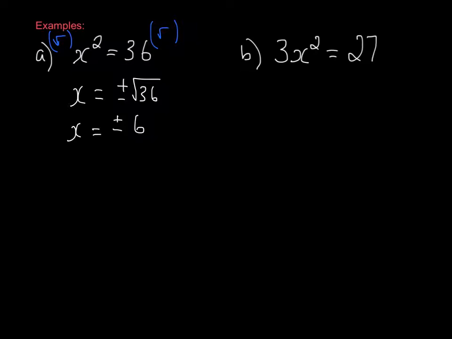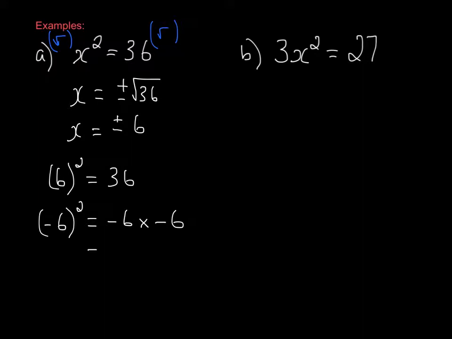The reason we have two answers for this is, if we square 6, 6 squared equals 36. And if we have negative 6 and we square it, remember, that equals negative 6 times negative 6. We know that two negatives multiplied together give a positive, so it's also 36. So be careful with those and don't get confused with only having one answer.